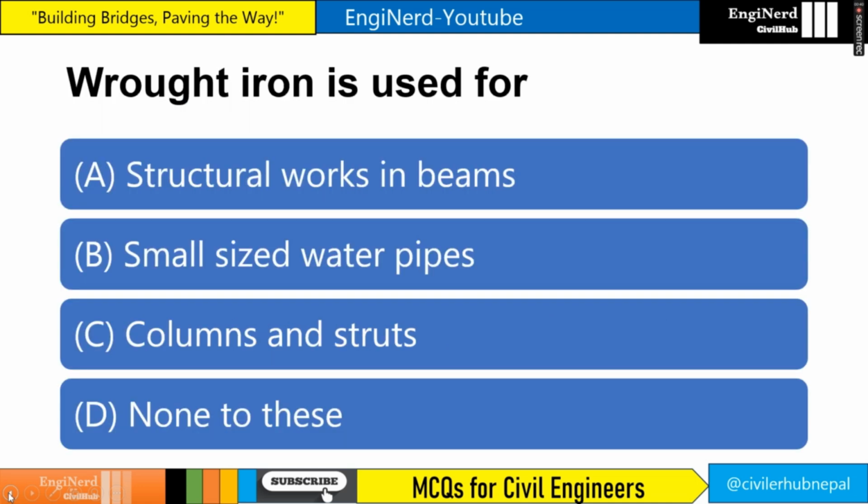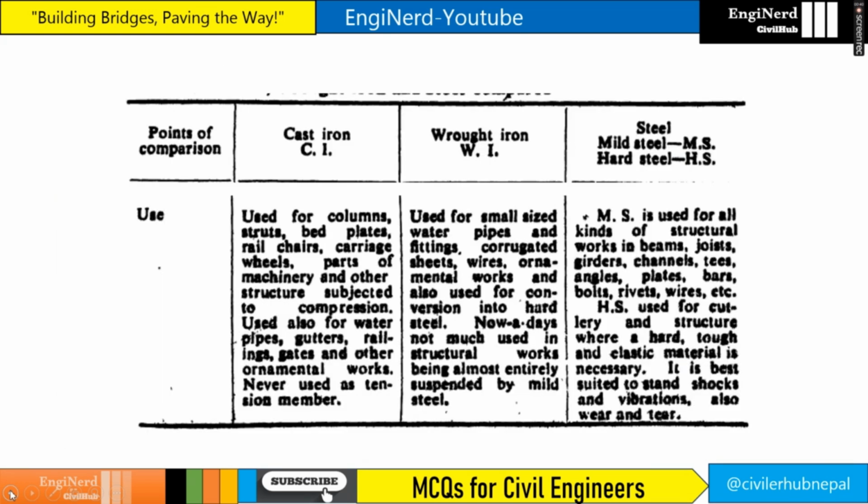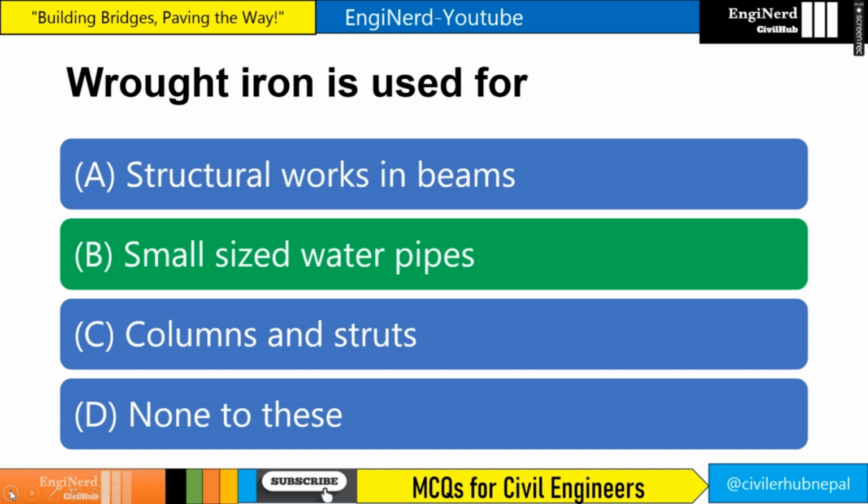So let's start. Wrought iron is used for structural works in beams, small sized water pipes, columns and structures, none of these. So the answer here is small sized water pipes. If you see here, wrought iron used for small sized water pipes is clearly written. So the answer is small sized water pipes.